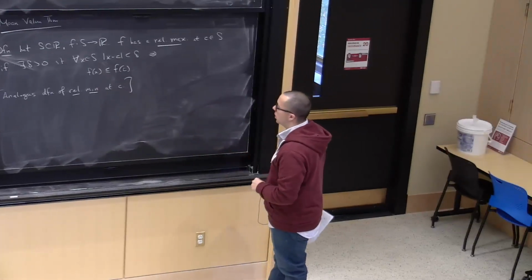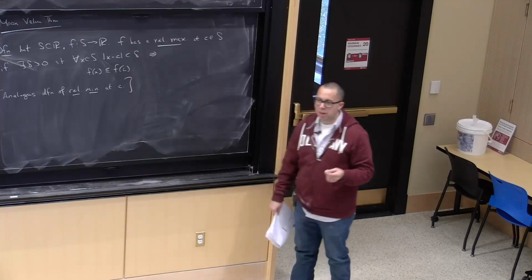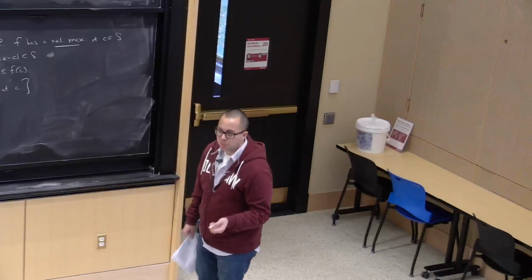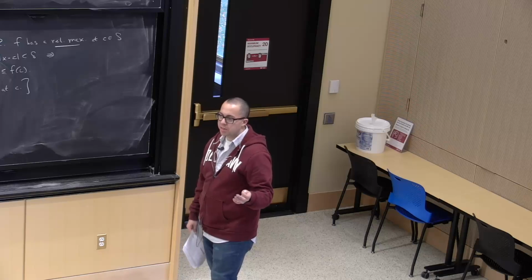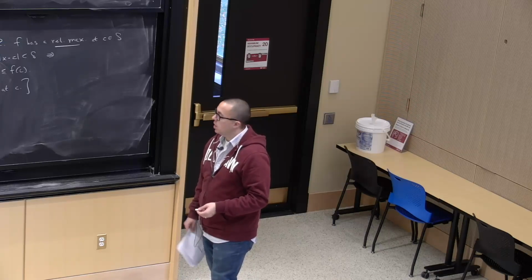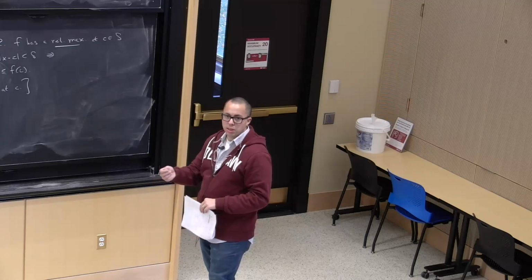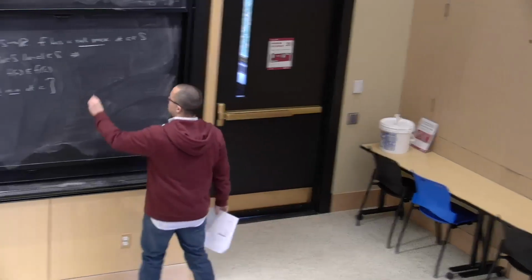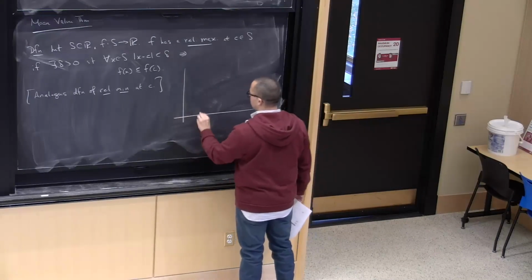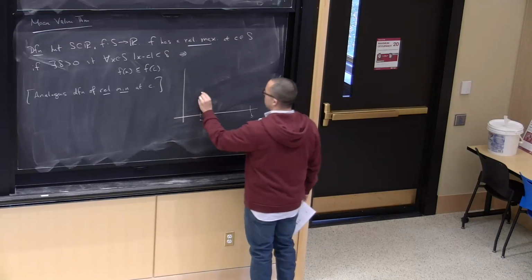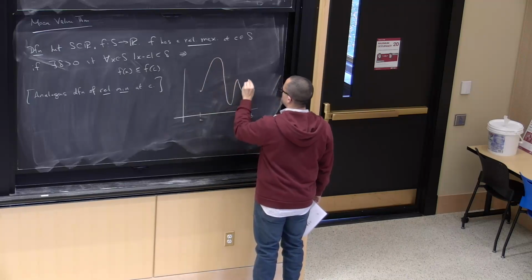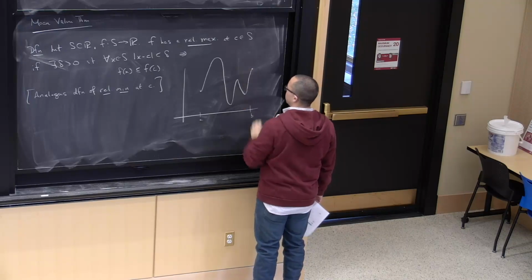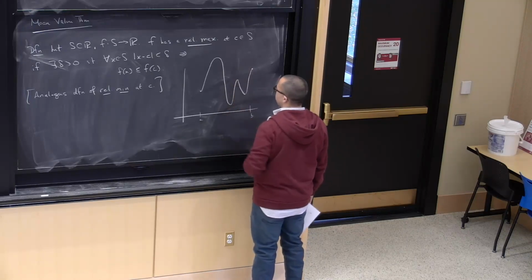So what this means pictorially, so remember we had this notion of absolute min and absolute max. An absolute max at a point c means at every other point in S, f of x lies below f of c. Here we're just saying as long as you're close to the point c, then you lie below f of c. So let's say our function looks something like that.